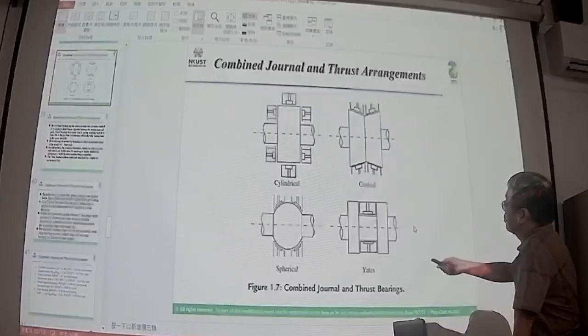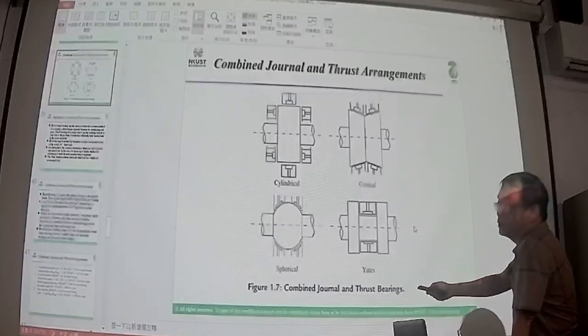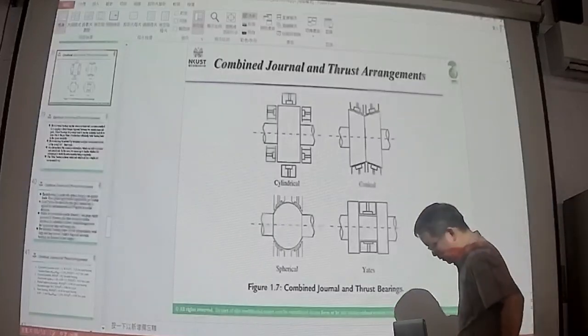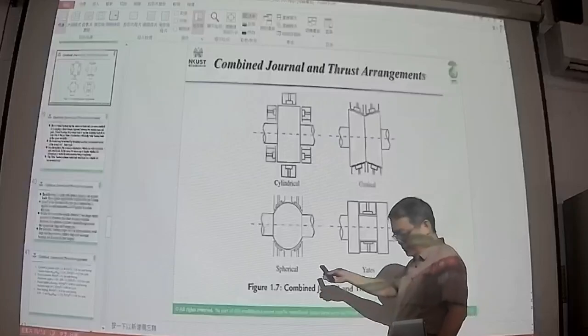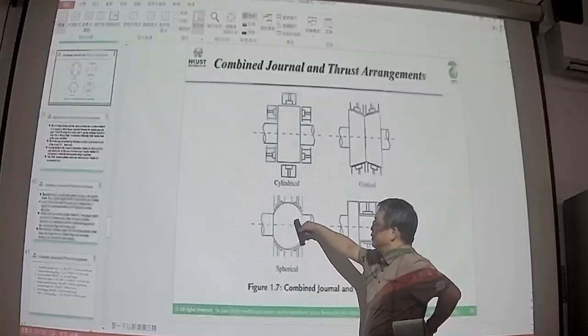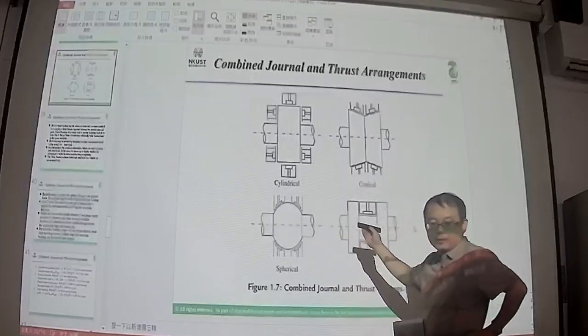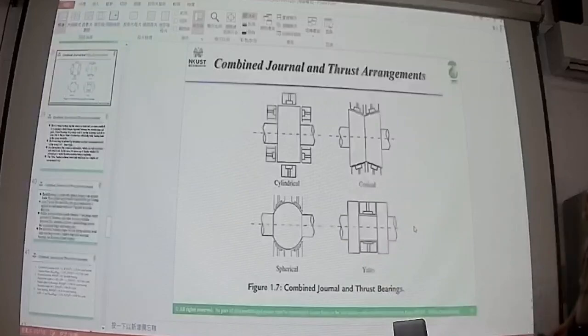Okay, so for the conical bearing and the spherical bearing, these two bearing types can resist the radial direction force and the axial direction force. So for the traditional one, you have a thrust bearing and a journal bearing.